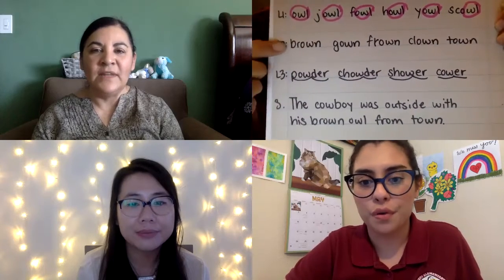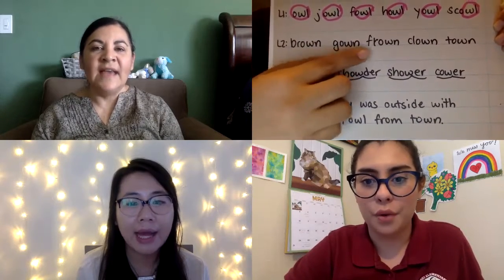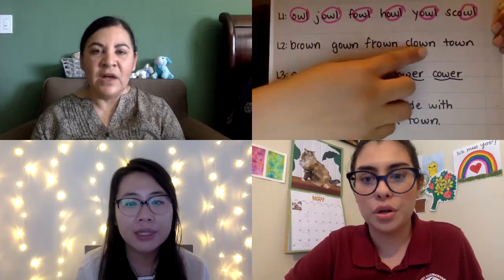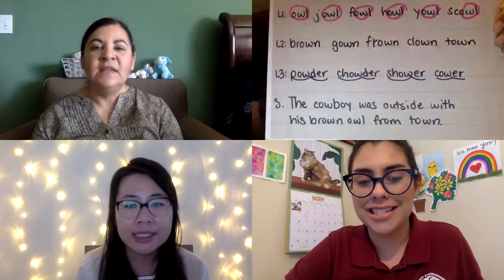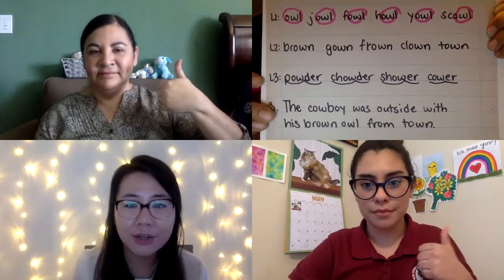Ow. Sound. Reread for fluidity. 3, 2, 1. Brown. Gown. Brown. Brown. And town. Teachers, what did you notice? Miss T. I noticed the own sound spelled O-W-N. O-W-N, O-W-N, O-W-N, and O-W-N.